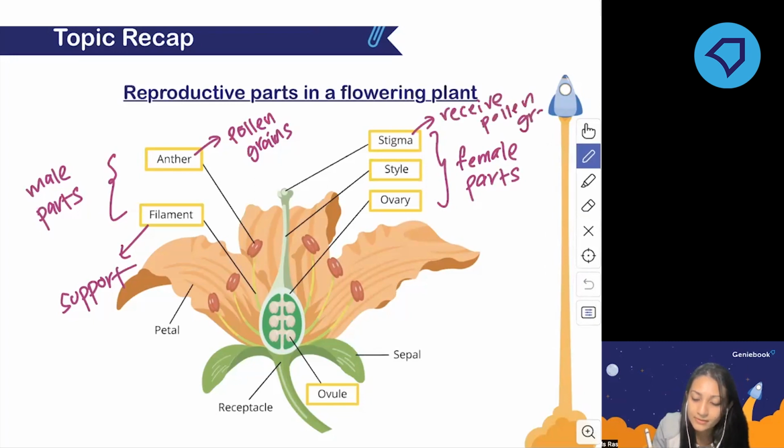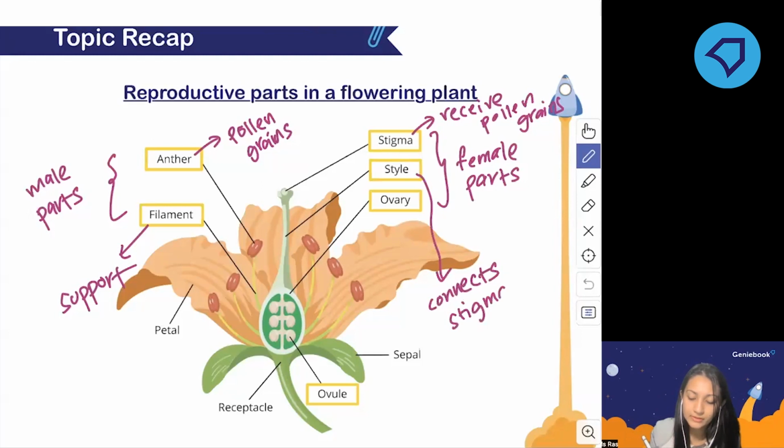Then what about the style? Style sounds very stylish. What is the style for? It connects the stigma to the ovary. Yes, so this one is like a bridge between the stigma and the ovary. More like a support structure. So it connects the stigma to the ovary.